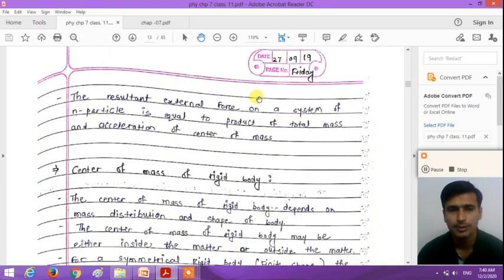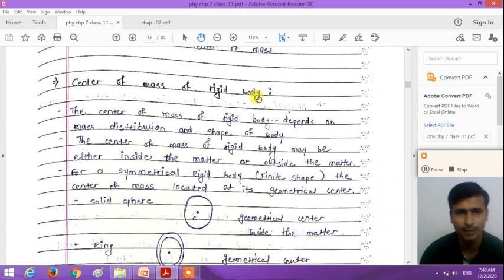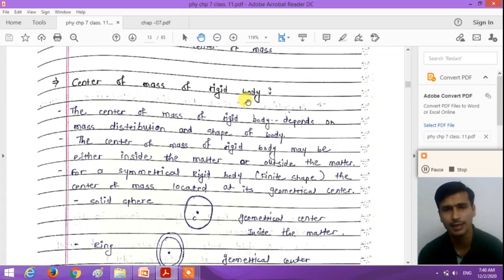Now we'll discuss how we can calculate the center of mass of a rigid body. So what is a rigid body? You know that when the relative distances between the particles remain constant with time, that is, the relative distances between the particles are invariant, the system of particles is said to be a rigid body.